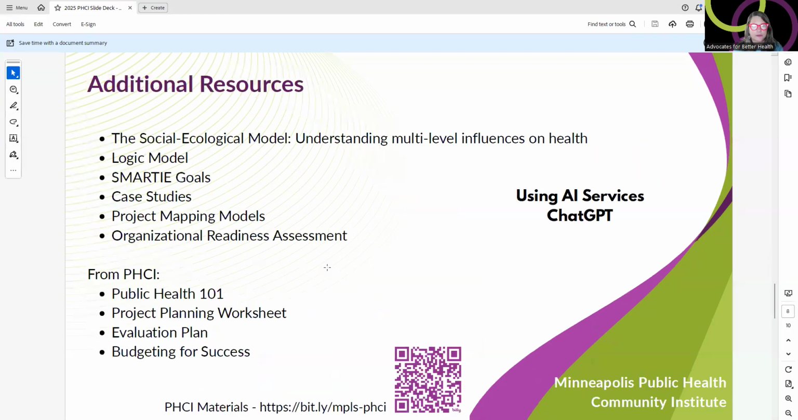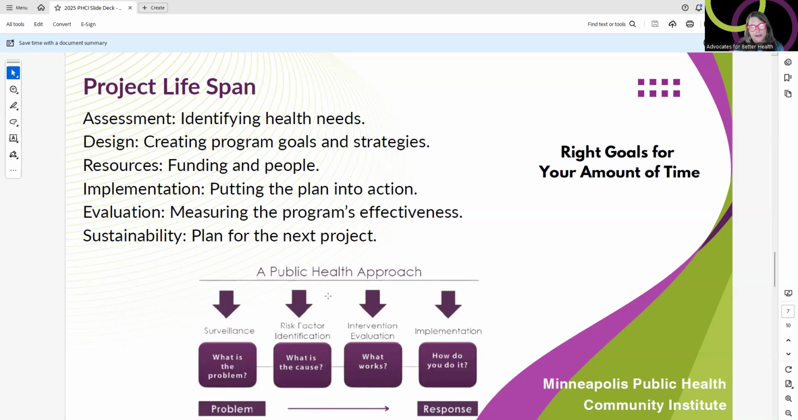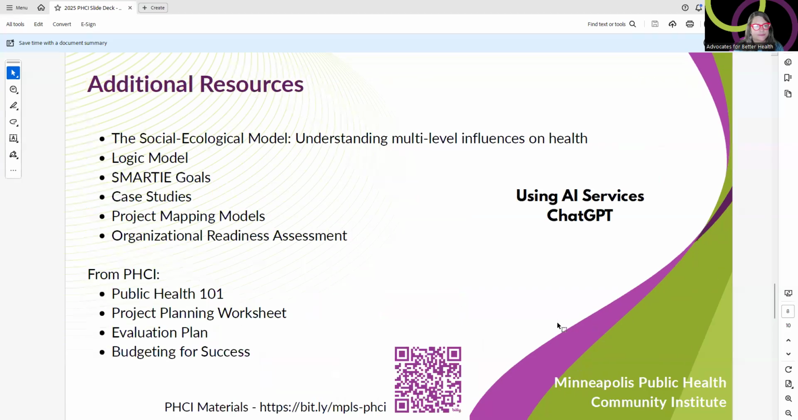But similar to what we just said, another way to look at project planning is a public health approach. Surveillance, that's the assessment. You're watching, you're noticing, you're looking for opportunities. The risk factor, what is causing this opportunity or what is causing poor health outcomes in your community. How are you going to intervene, and how are you going to evaluate and see if your intervention worked, and then you're going to implement it. So it goes from problem to response.